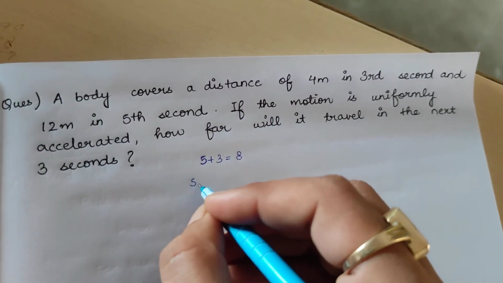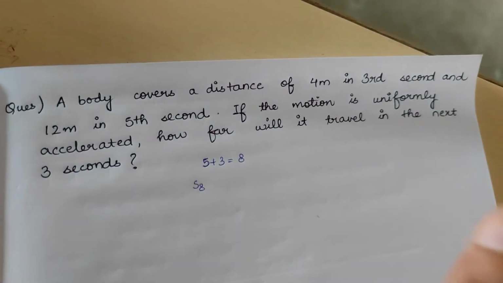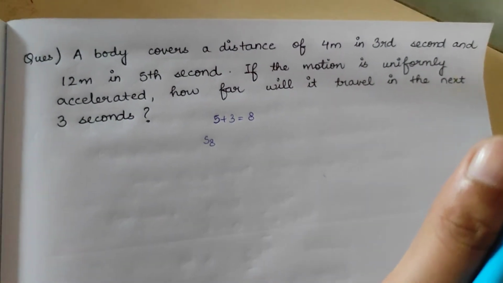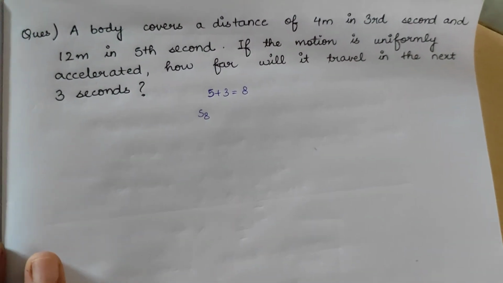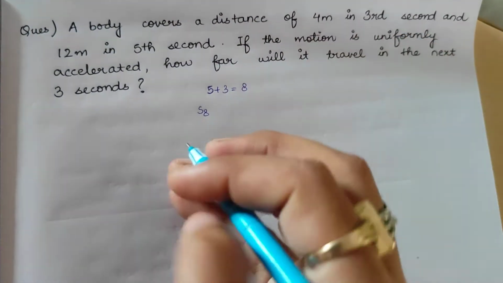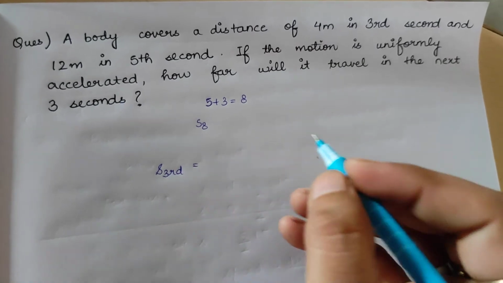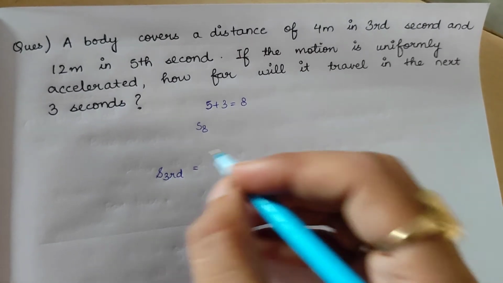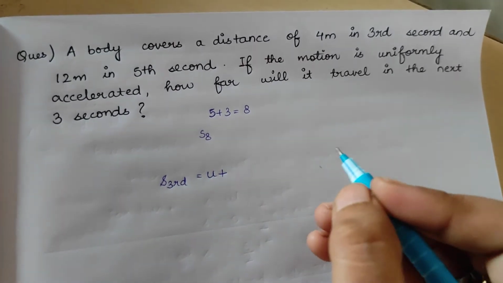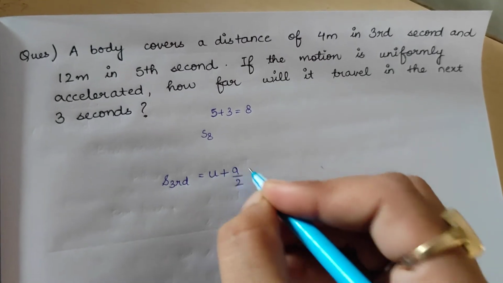So somehow we will have to find S8 also. Let us start with the solution. First we are given with the third second. So S third will be equal to U. What is U? We don't know. Plus A by 2. A we don't know.